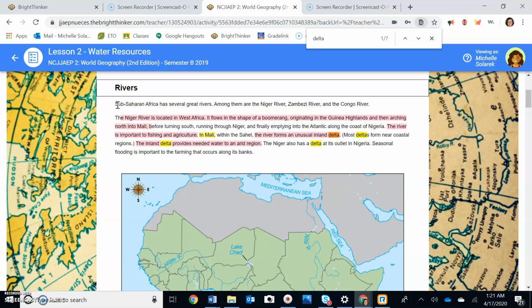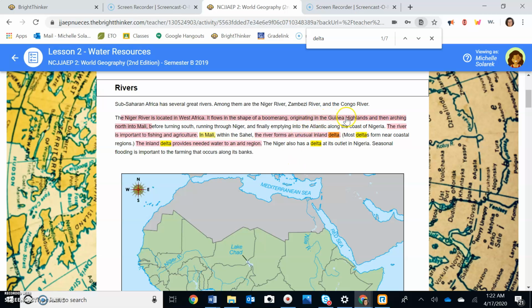So we're calling this the Sub-Saharan Africa rivers. We're going to be talking about the Niger River, which is located in West Africa. It flows in the shape of a boomerang. Now this should have yellow in it and it doesn't, but you'll see that when I give you a hint, I did put a yellow circle on it.